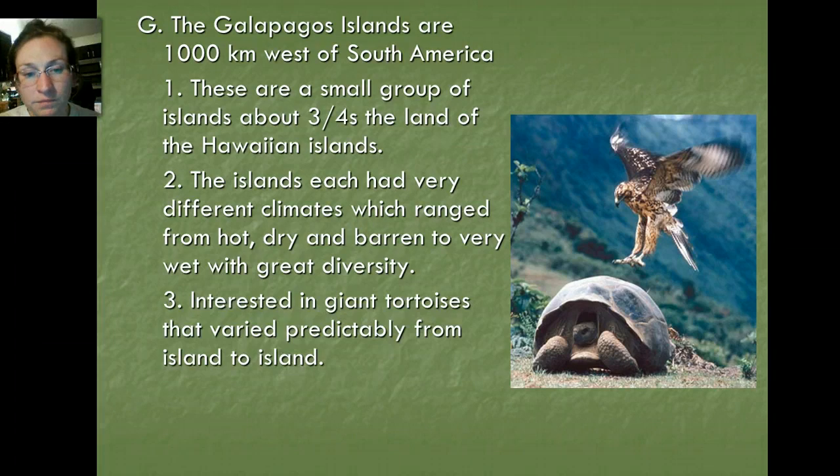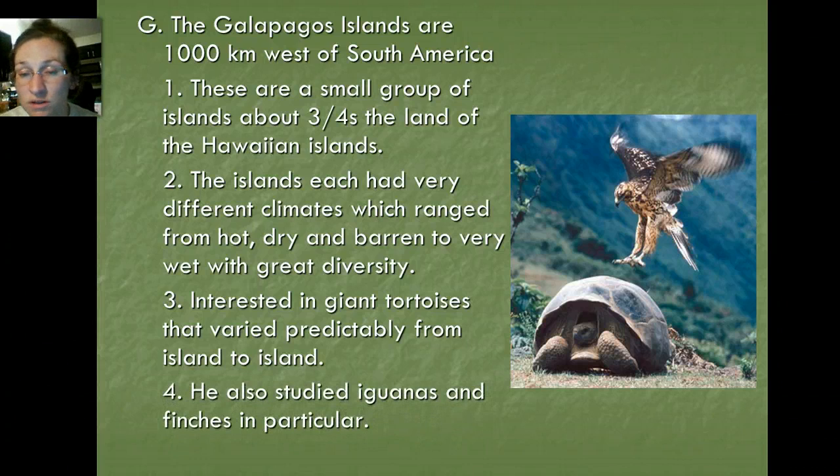He was very interested in giant tortoises like the one in the picture to the right, that varied predictably from island to island. He also studied iguanas, and he's also very famous for his finches that he studied with different shaped beaks depending on the food that was in their environment.